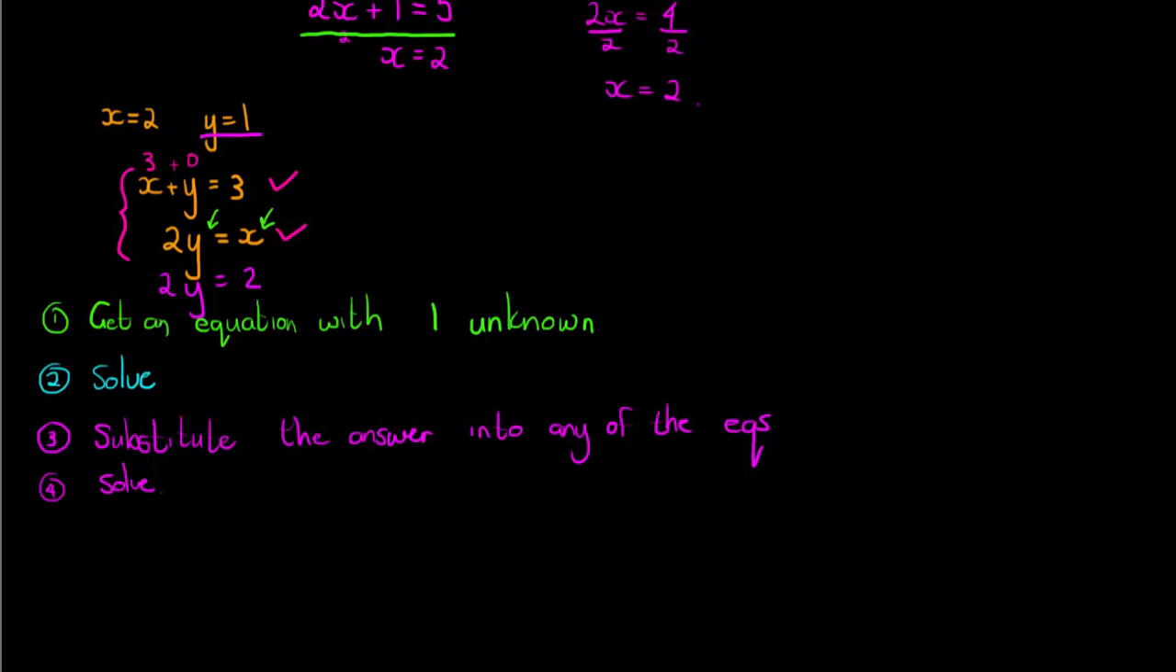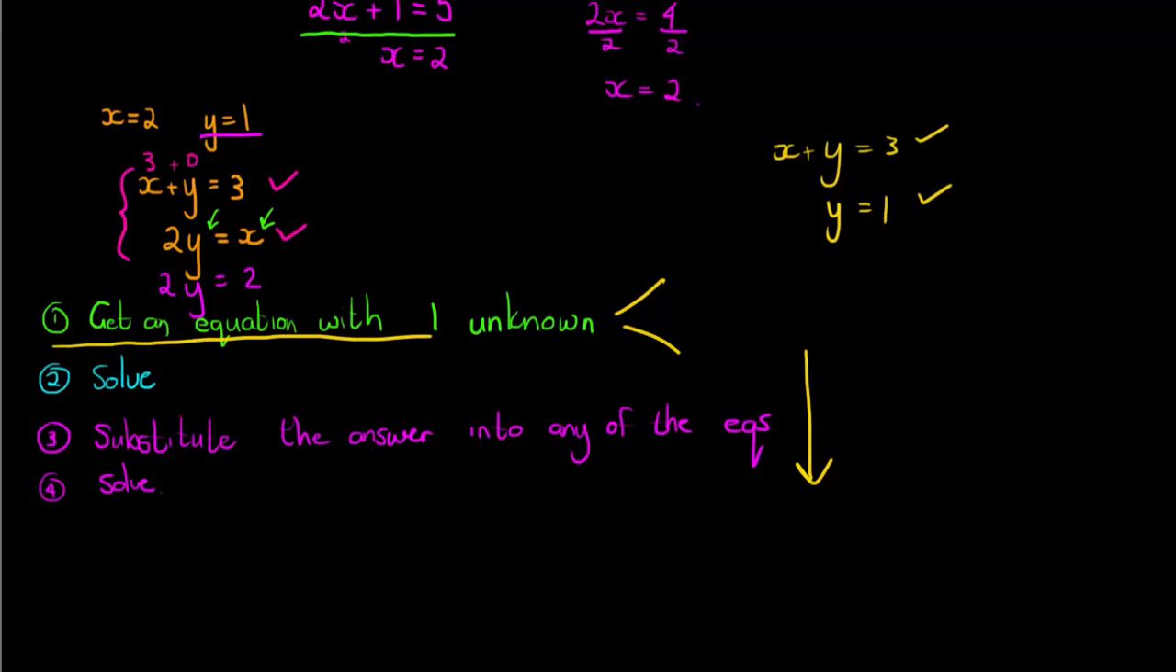Now, the method actually comes in at this point, because from here on it's very easy. The question is, using these two equations, how do I get an equation with one unknown? Here's an example. x plus y is equal to 3, y is equal to 1. This is also a simultaneous equation. We've got two equations. This one only has one unknown, so I've already done this step. I can just go on from here.